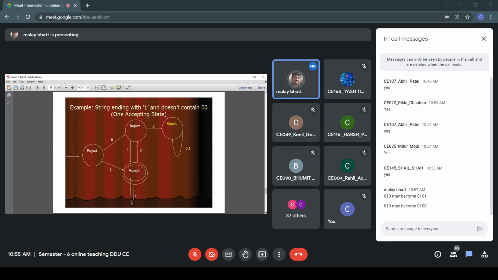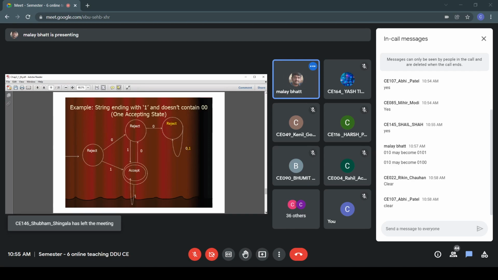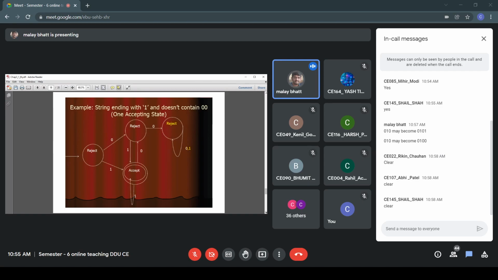So any query in this diagram? Yes? Okay. Is there any query in this diagram? Okay, so let us proceed with the next example.